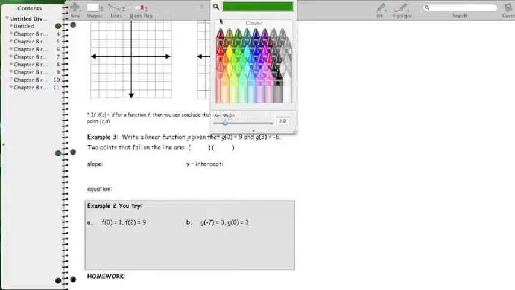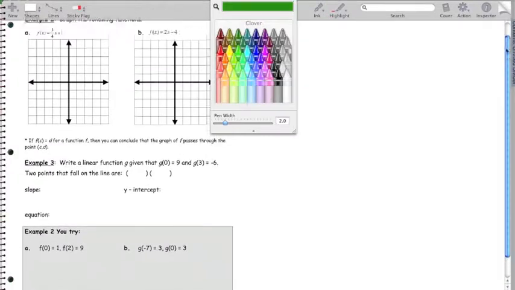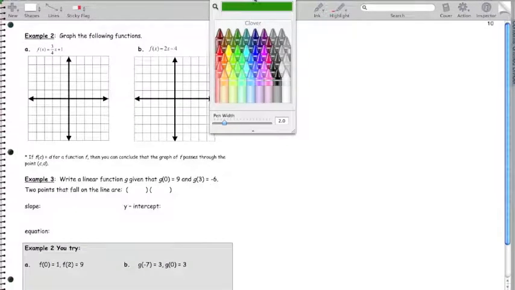Different outfit. They're still the same person, but it just looks a little different. That's all. Okay? All right. Let's go ahead, continue on.